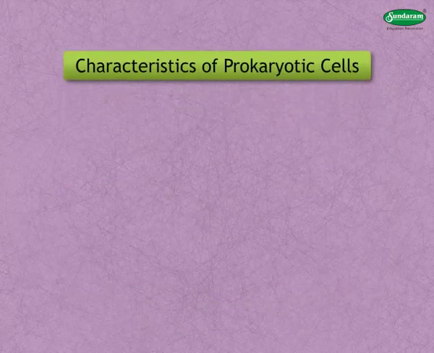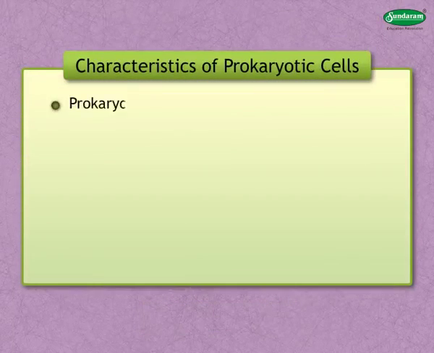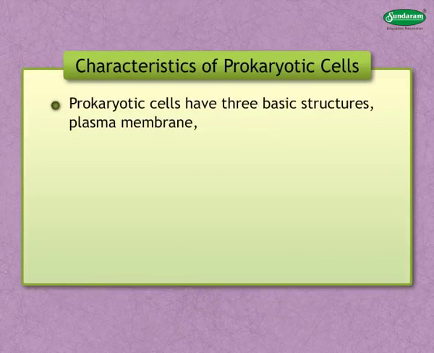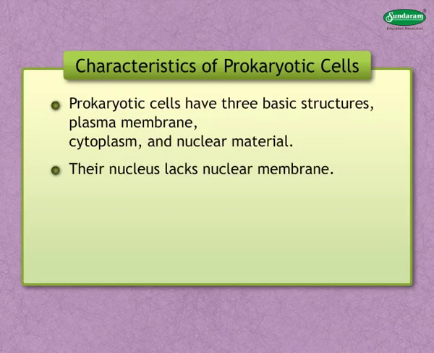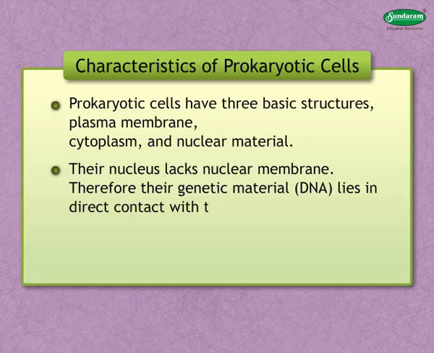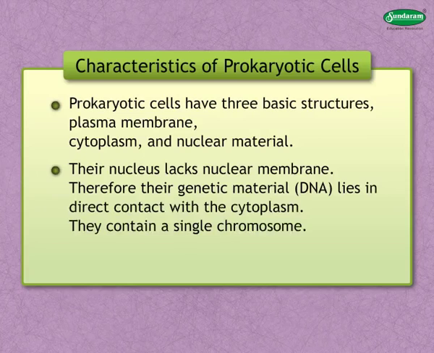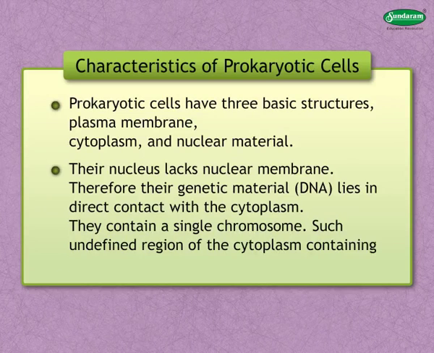Characteristics of prokaryotic cells. Prokaryotic cells have three basic structures: plasma membrane, cytoplasm, and nuclear material. Their nucleus lacks nuclear membrane. Therefore, their genetic material, DNA, lies in direct contact with the cytoplasm. They contain a single chromosome. Such undefined region of the cytoplasm containing DNA is called nucleoid.